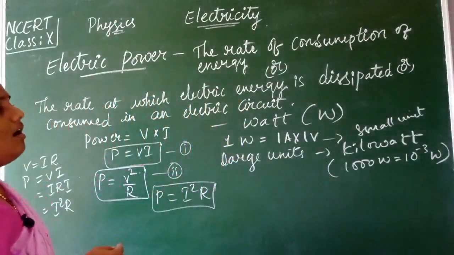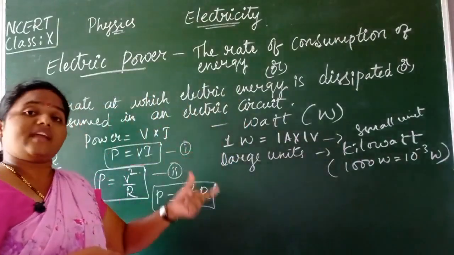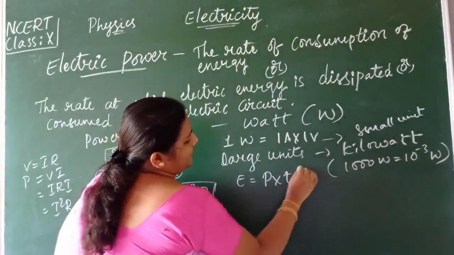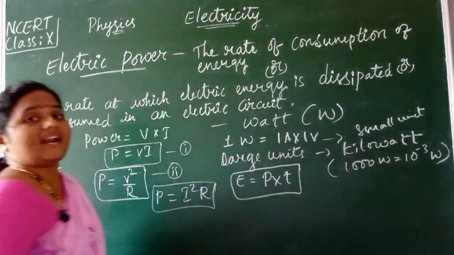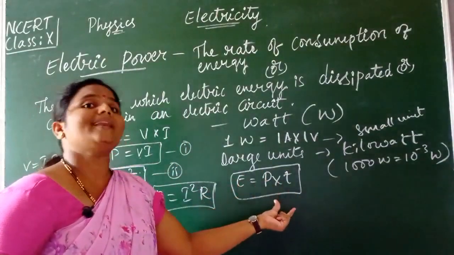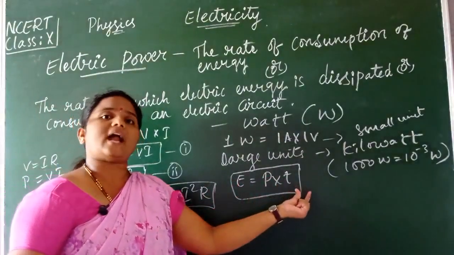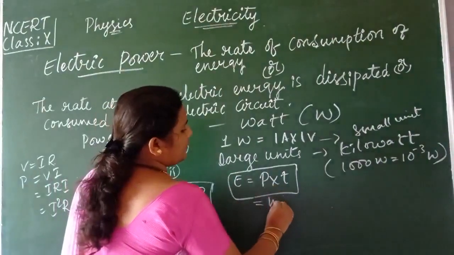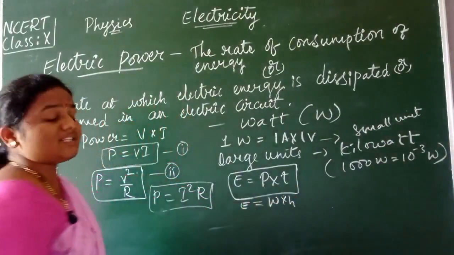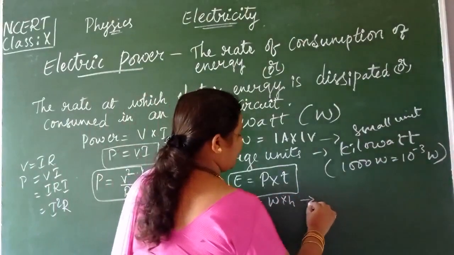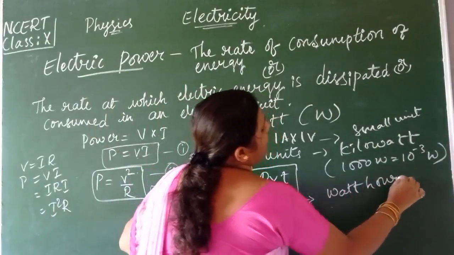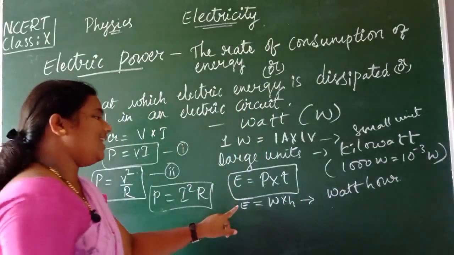And this electrical power in terms of energy, we can write as E is equal to P into T, children. Isn't it, children? The electrical energy consumption can also be written as the product of power and time. If the power unit is watt and time is hour, so the energy consumption is what? The unit for electrical energy is watt hour.